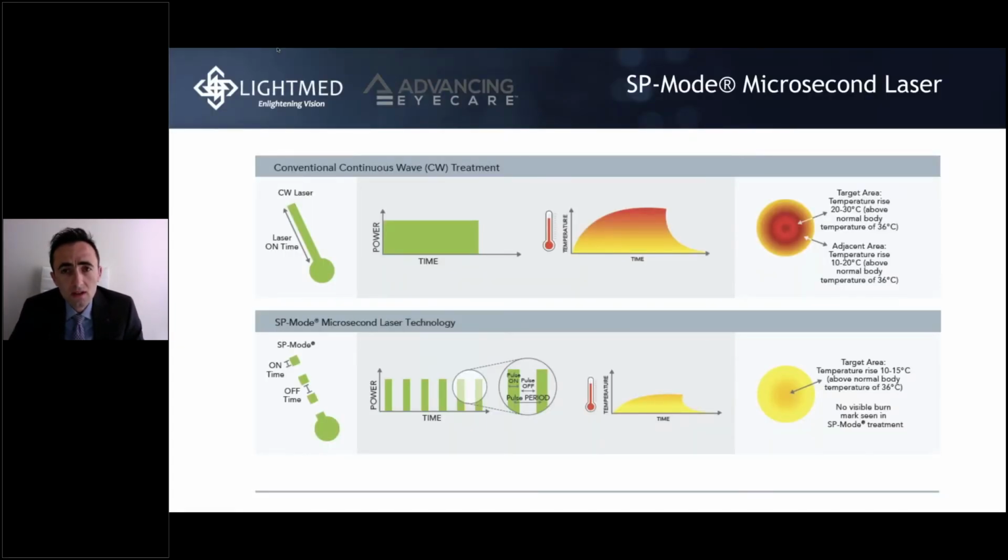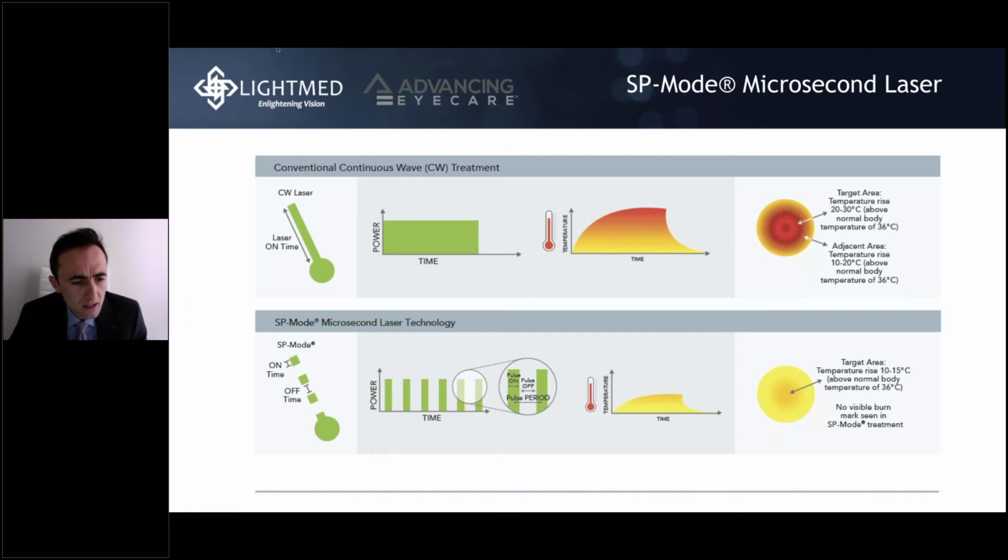Another important point that I wanted to discuss is the SP-Mode Microsecond Laser Technology that is available with the TruScan provided by LIGHTMED. On the top row, you can see the conventional continuous wave treatment, which is the conventional green laser treatment. You can see how every time you press on the pedal, you have the power the whole time that the laser is on. And then with time, you see the temperature build up, which results at some point in the temperature rising 20 to 30 degrees Celsius above the normal body temperature of 36. This results in a laser burn in the center part of the laser treatment. However, in the periphery of this area, you can see the yellow color where you can see just a little sign of the laser.